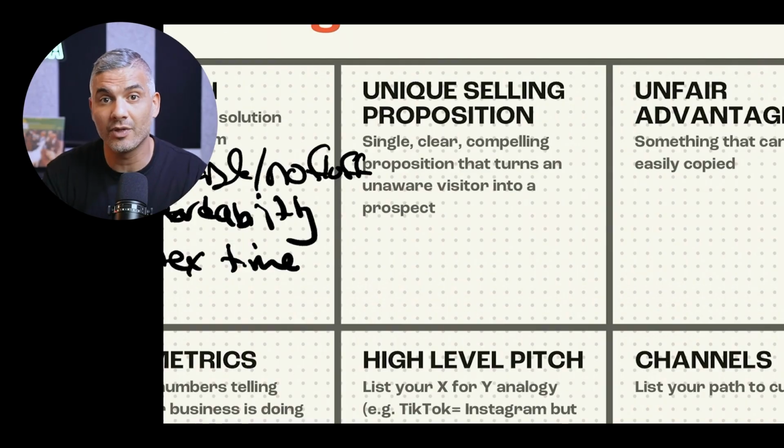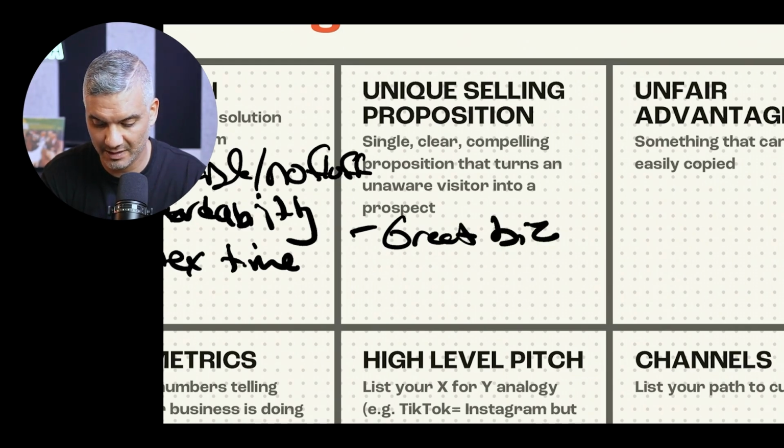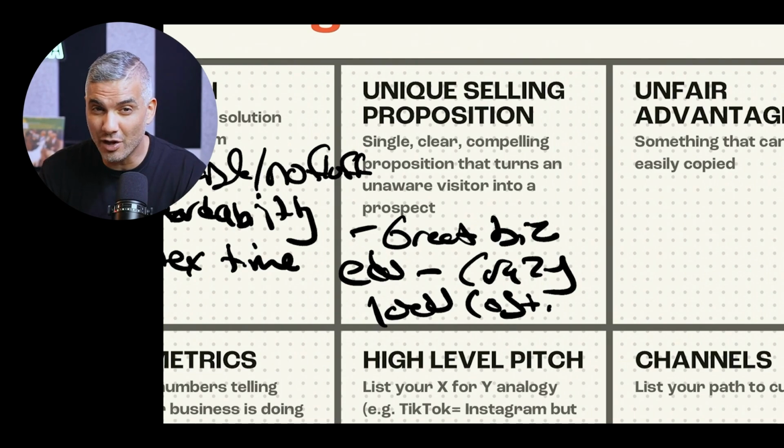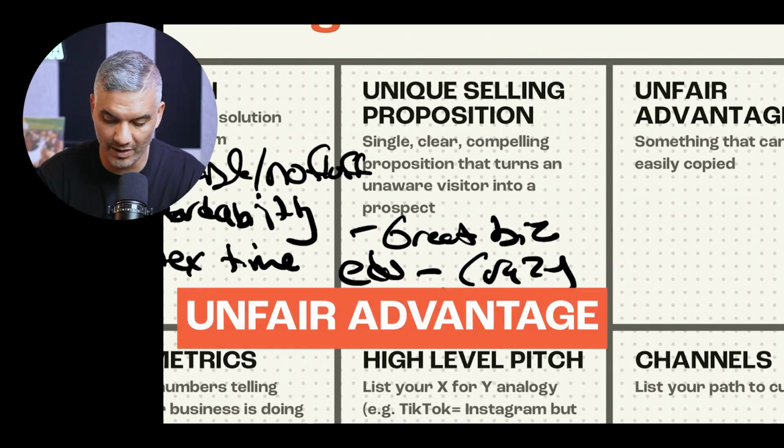So for example, the $100 MBA offers the best business education without the BS at a fraction of the cost. So great business education, crazy low cost. Okay. So this is what we do. $100 MBA sounds very compelling. $100 versus like $100,000. That was our compelling USP, right? Unique selling proposition.